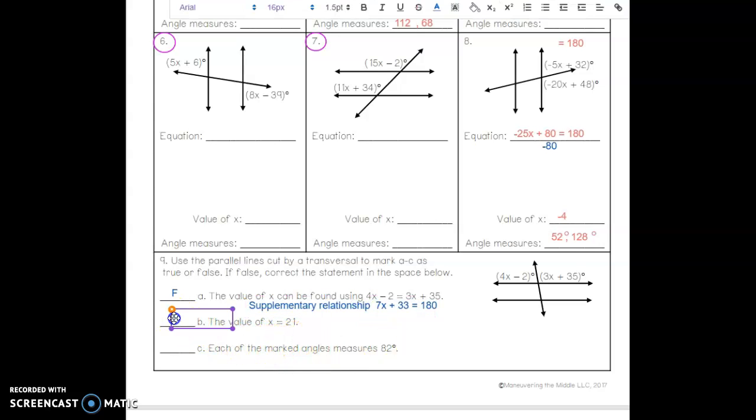B, the value of x is 21. Well, if we subtract 33 and then divide, we're going to see that this is true. And then finally, our last one is going to be false. If you take 21 and plug it into those expressions, it is not going to equal 82. It will equal 82 and 98 degrees. Okay, so that is the conclusion.